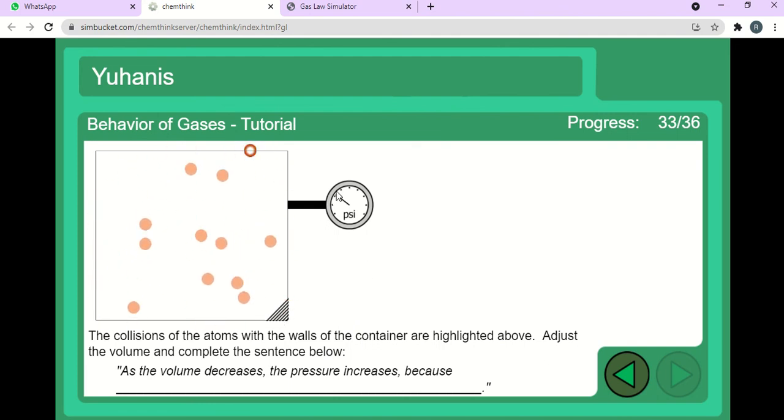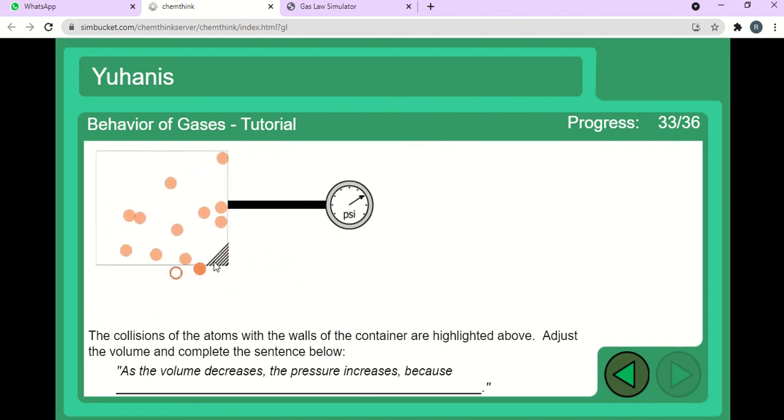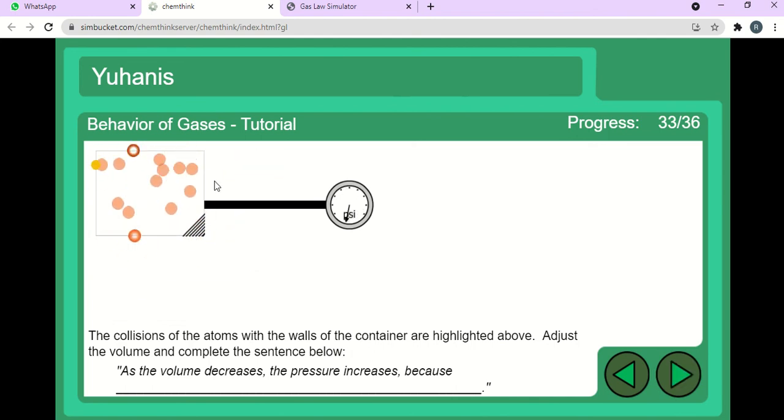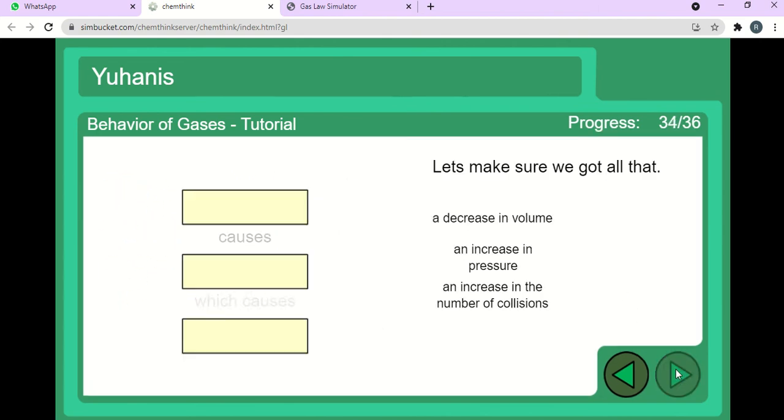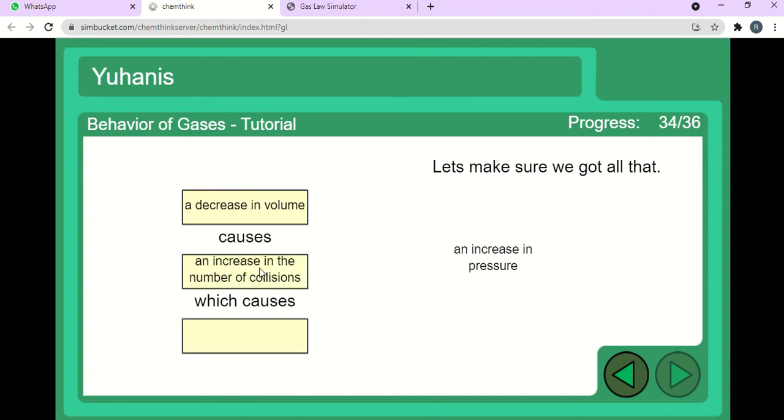Okay, look at the reading here. I reduce the volume, it is high. When I reduce it, look at the collisions between the particles and the sides of the container, there are more. The highlighted area is less. A decrease in volume causes an increase in the number of collisions, which causes an increase in pressure.